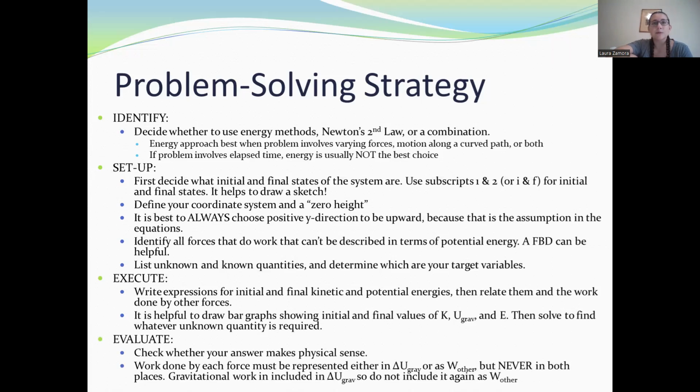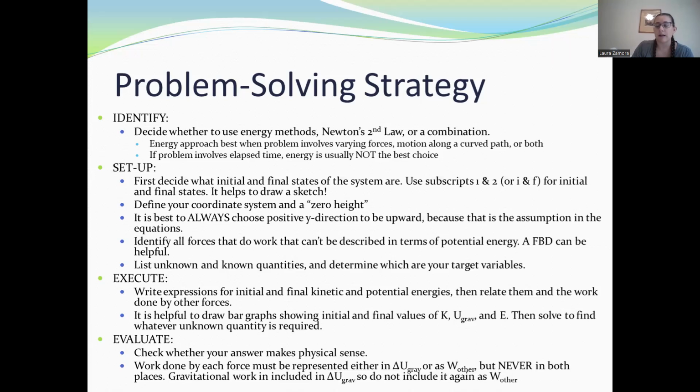Now, this last step is the one that is most often skipped by students, but you should make a habit of not skipping it, and that's the evaluate stage. So we want to see whether or not our answer even makes sense. Check the units, make sure that they are consistent in your equation, make sure that you remember to convert your units if you needed to, and then figure out if your positive and negative sign makes sense.